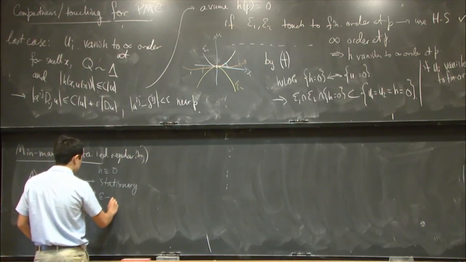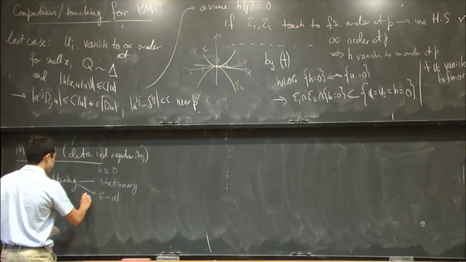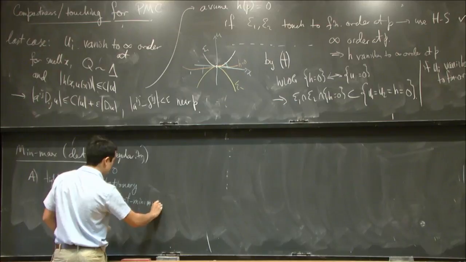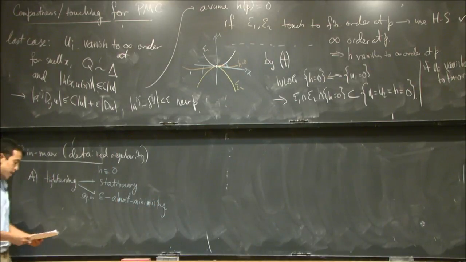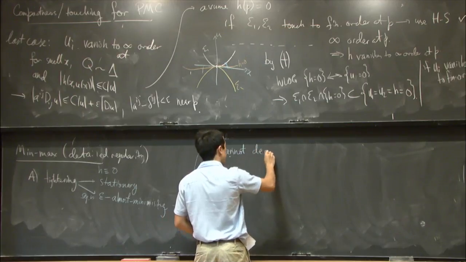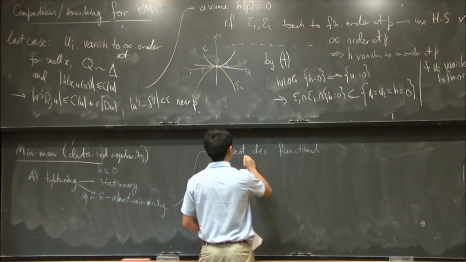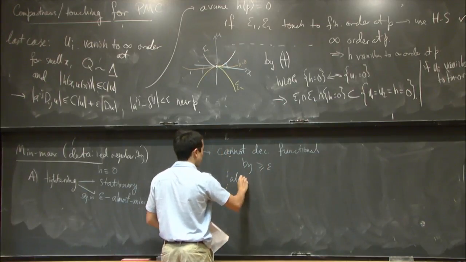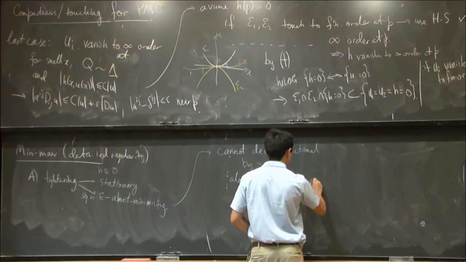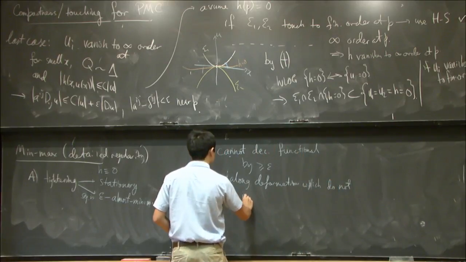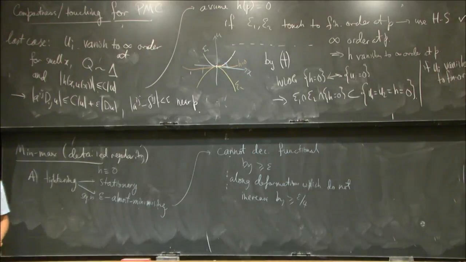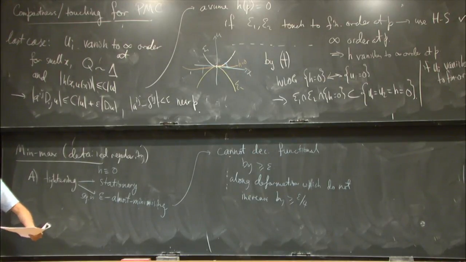So typically one shows that the sequence is epsilon-minimizing. That is to say, you cannot decrease the functional by more than epsilon along deformations which do not increase it by more than epsilon over 4, say. Right. So I want to restrict to deformations that don't do too much, right?